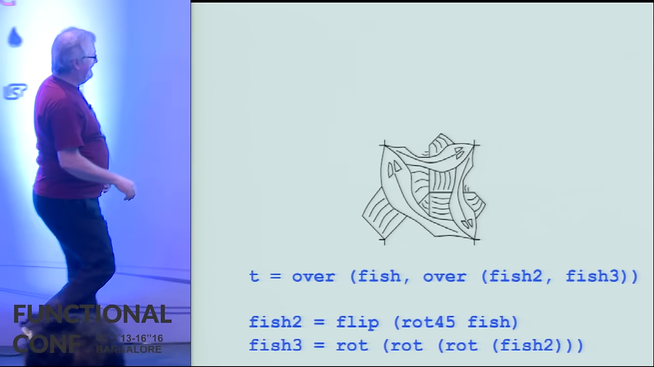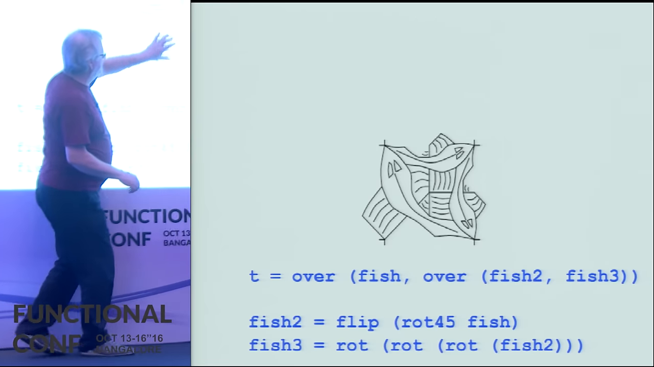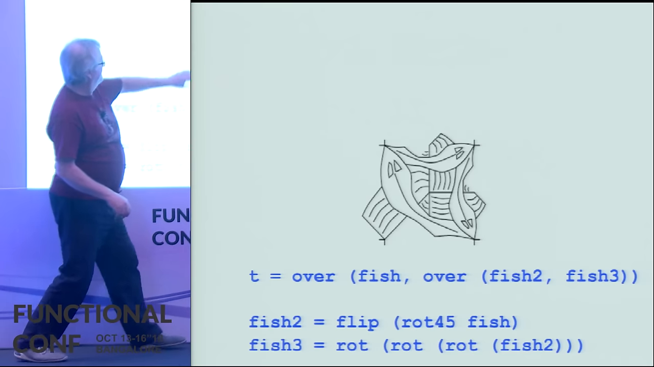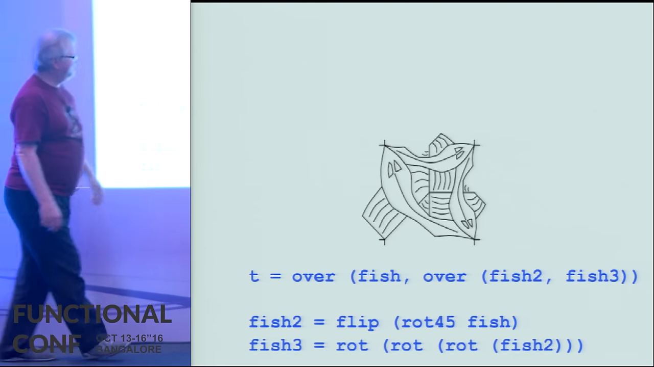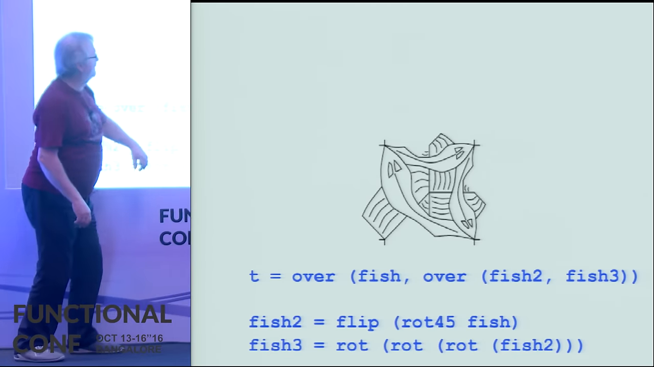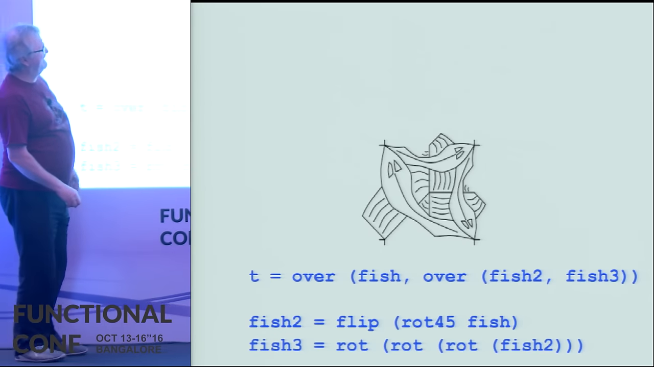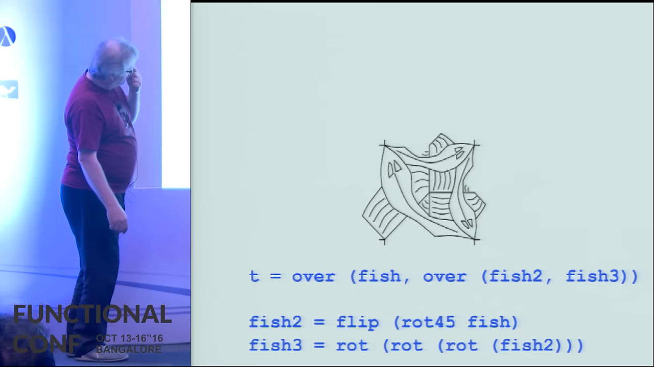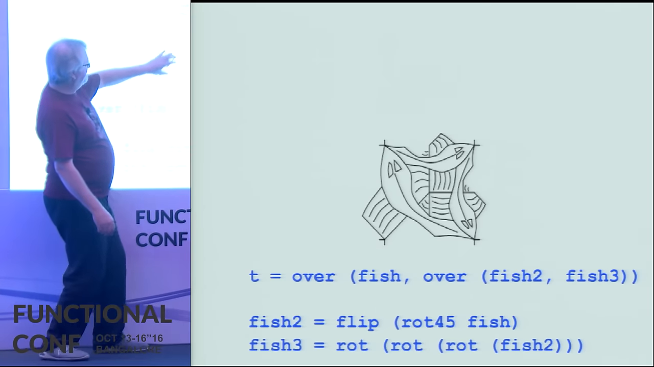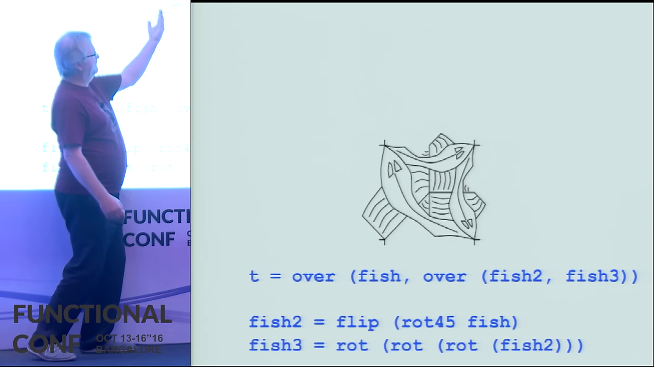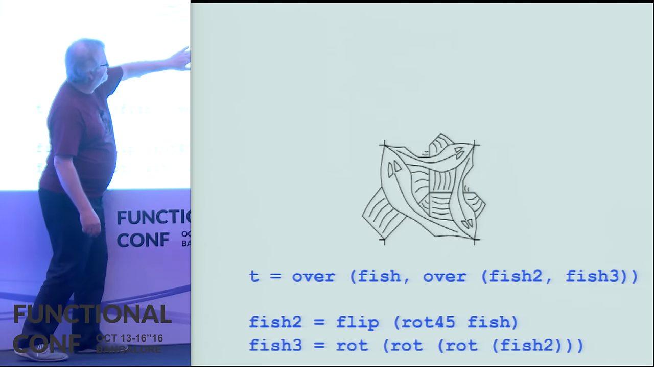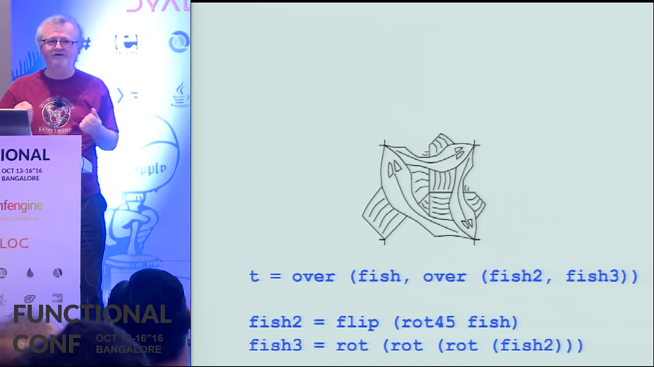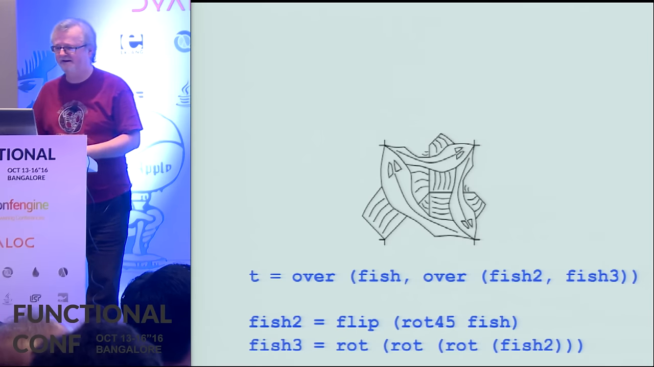So here, we've got the original fish and two smaller copies. This one is the original fish. This one is fish 2. And fish 2 is a 45 degree rotation of the original fish. And it's also shrunk a little bit in order to fit in the same box. So it's actually been rotated 45 degrees and then flipped around the y-axis. And then this is fish 3, which is a further rotation of fish 2. And now we've got a fish and some smaller fish. That reminds us of the original print, doesn't it?